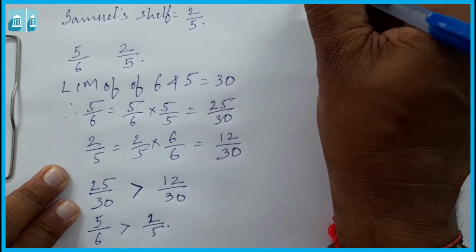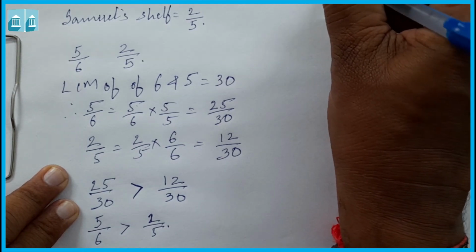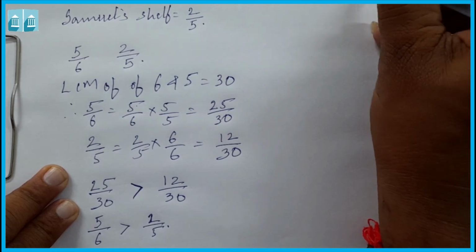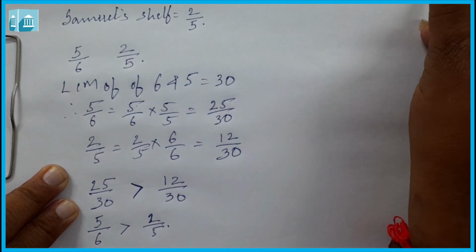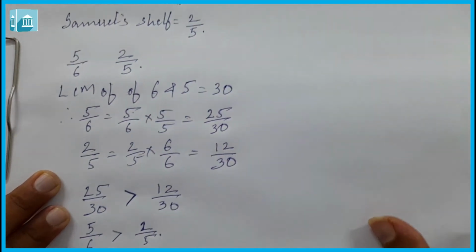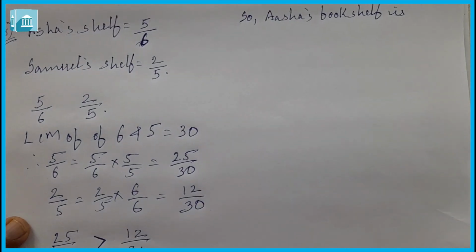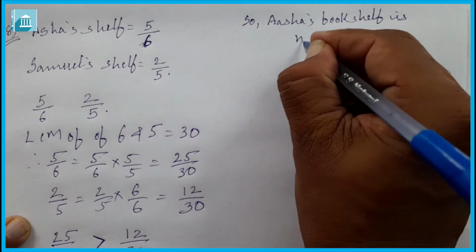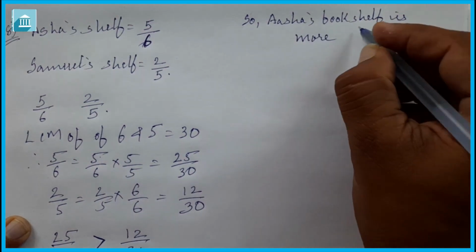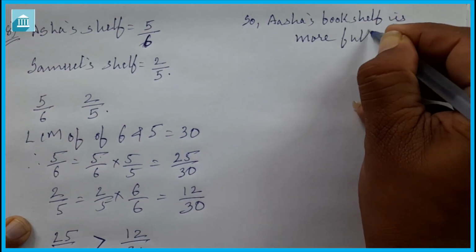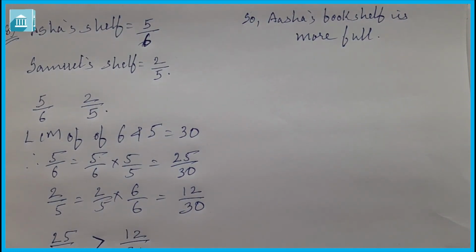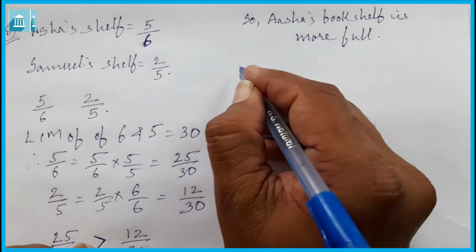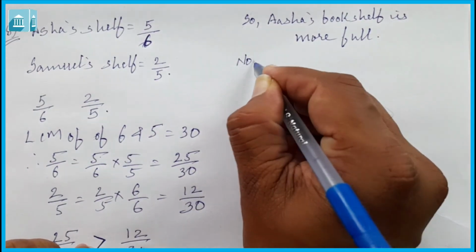So we can say that Asha's bookshelf is more full. Now we also have to find out by what fraction. So Asha's bookshelf is more full, and by what fraction?